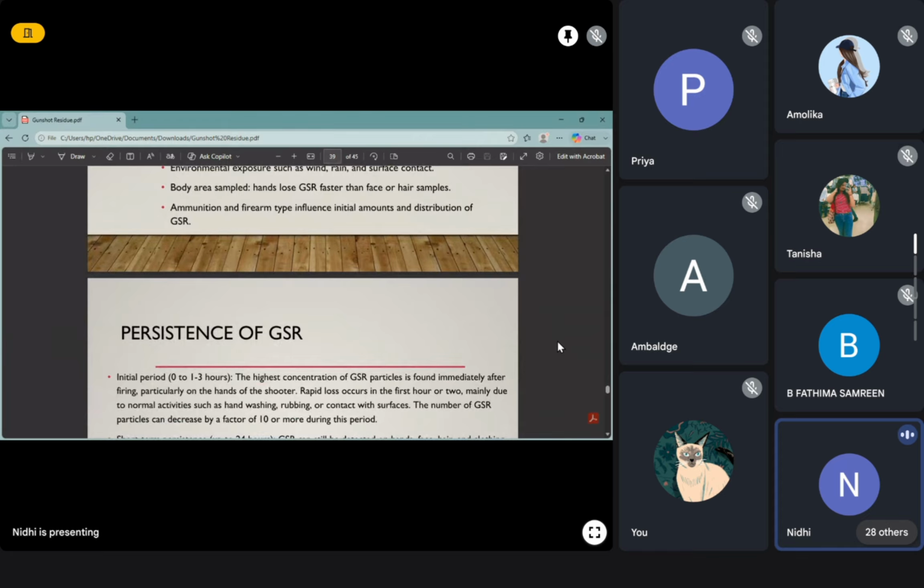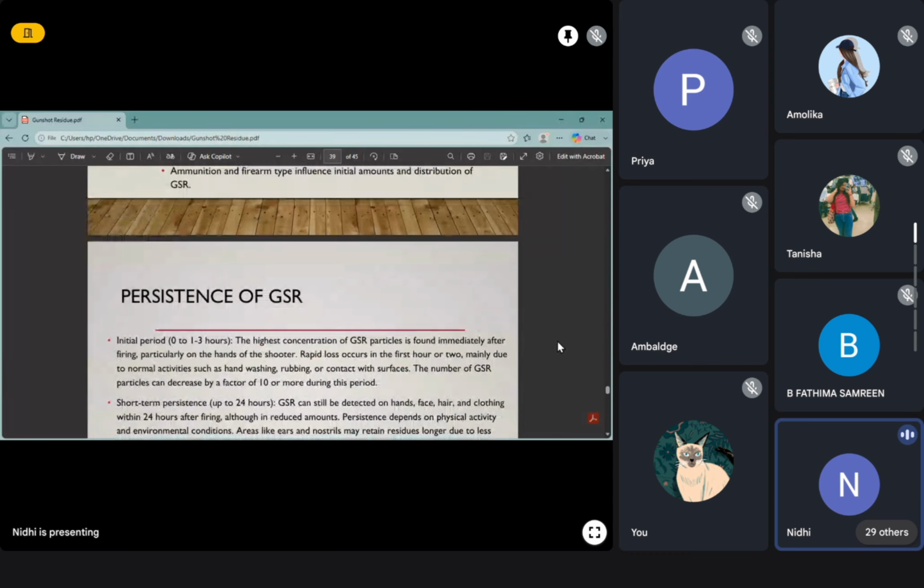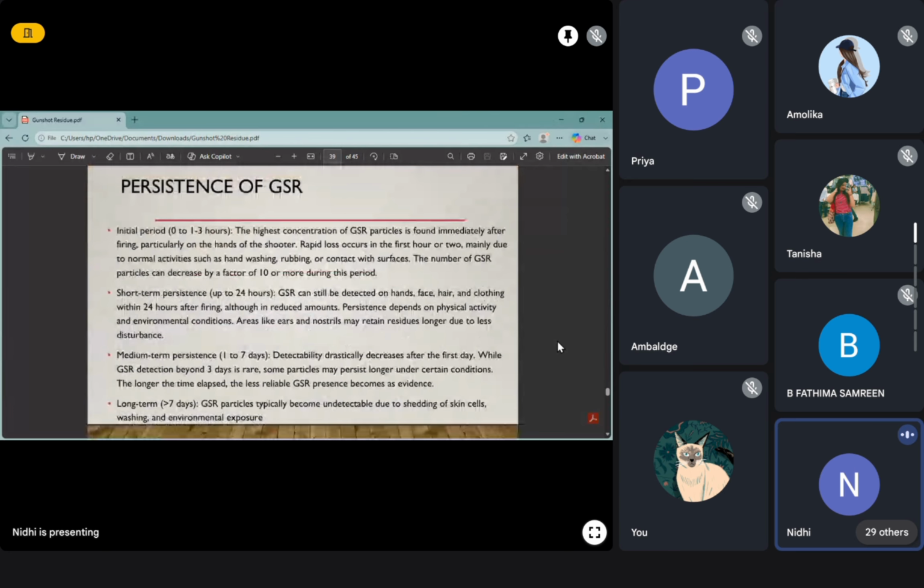more often. Do you guys wash your face 10 times a day? But we do wash our hands 10 times a day. So in this case, hands lose GSR faster than face and hair samples. Then comes ammunition and firearm type. It influences the initial amount and distribution of GSR.